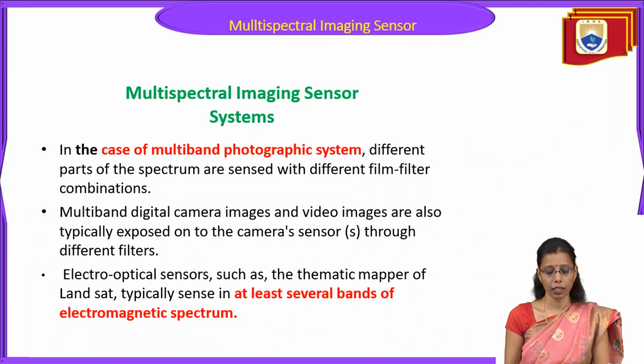So then let us understand what a multispectral imaging sensor is, what it does, how it works, and the way the images are collected. So, multispectral imaging sensor system. In the case of a multiband photographic system, different parts of the spectrum are sensed with different film and filter combinations, and multiband digital camera images and video images are also typically exposed on the camera sensor through different filters. Electro-optical sensors such as the Thematic Mapper on Landsat typically sense at least several bands of the electromagnetic spectrum.